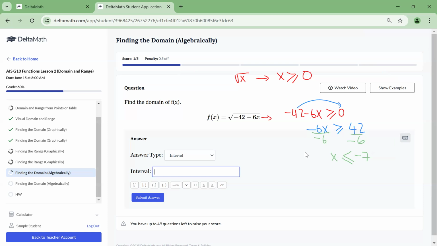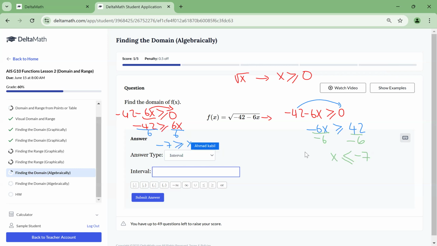Another way we could have solved this looks as follows. We have negative 42 minus 6x greater than or equal to 0. You could have just taken this term to the other side with a plus. So we have negative 42 greater than or equal to 6x. Now we divide by positive 6. And we have negative 7 greater than or equal to x.